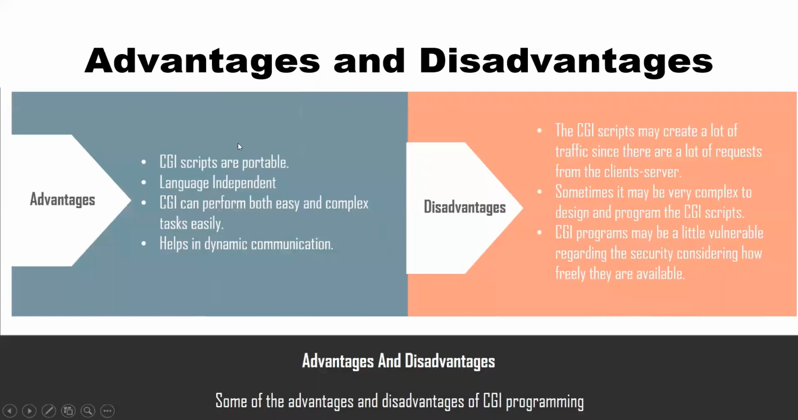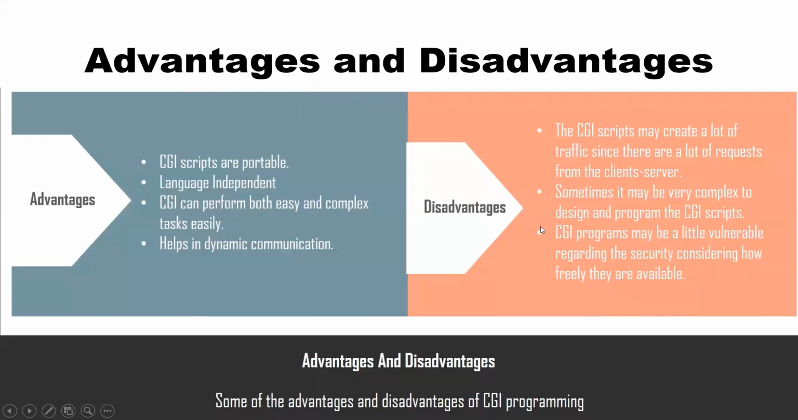First, advantages. CGI scripts are portable and language independent. CGI can perform both easy and complex tasks easily and helps in dynamic communication. As I told you previously, it is not for static communication, it is only for dynamic communication, which is completely language independent. Any kind of language you can use with CGI programs: Java, PHP, Python. Any language.